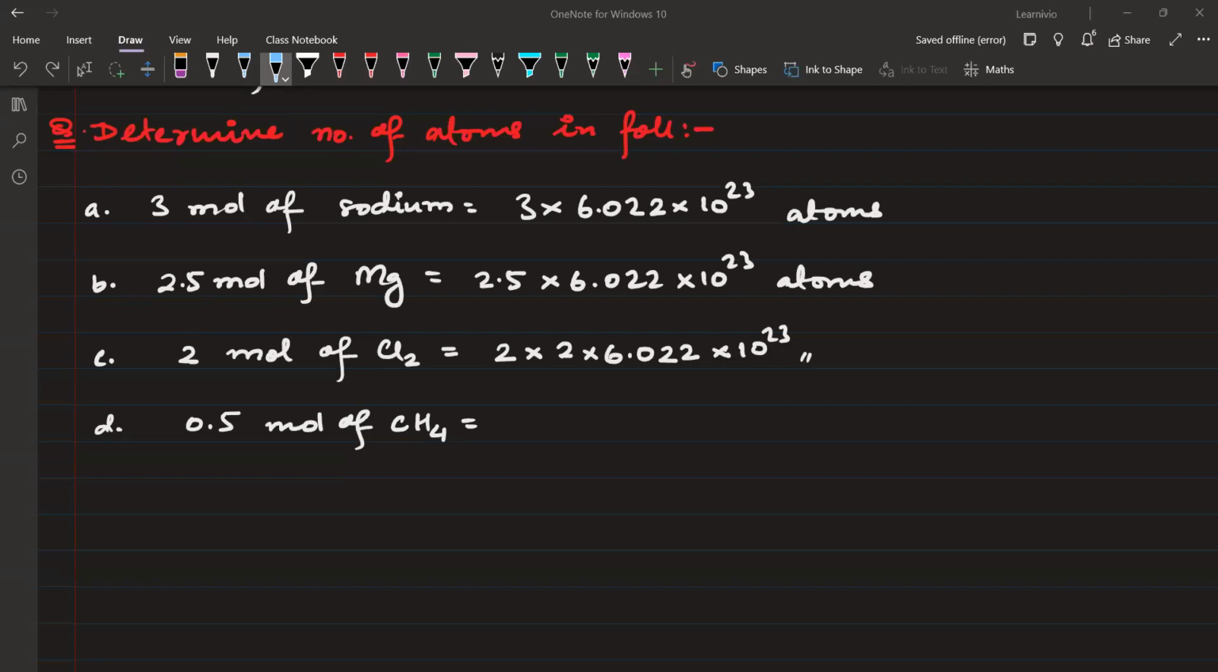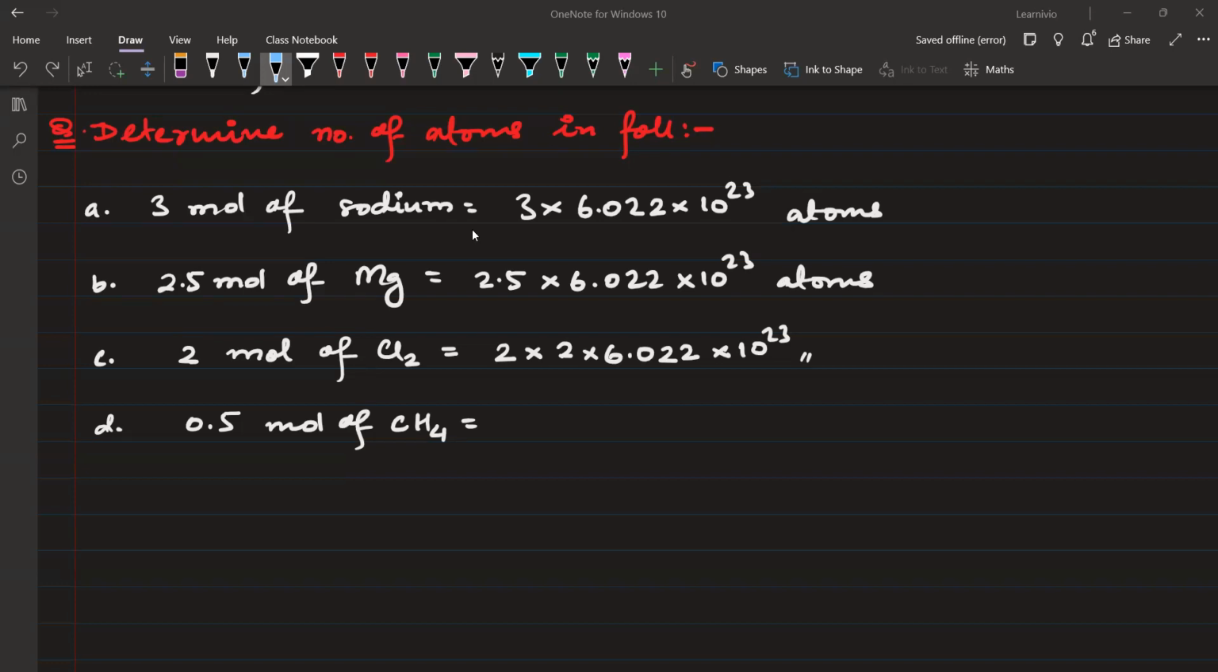How many atoms are there in CH4? I'm not asking about the 0.5 mole question. I'm asking how many atoms are there only in CH4. I understand what answer you have written, but you have to tell me. So there is a slight mistake there. So now you got the mistake also, right?